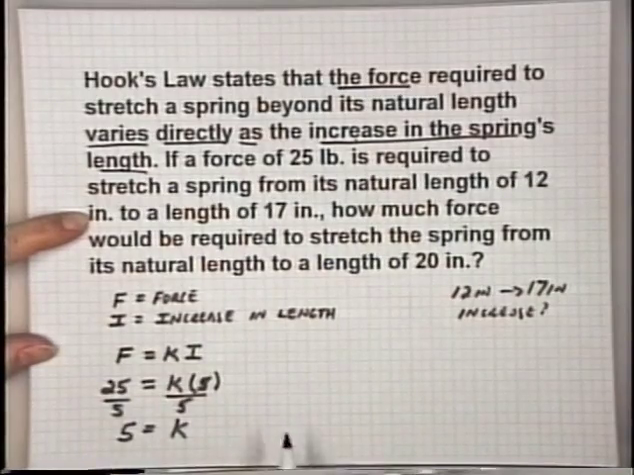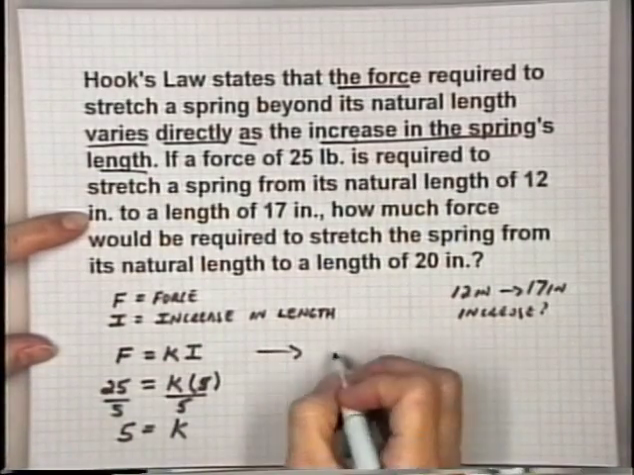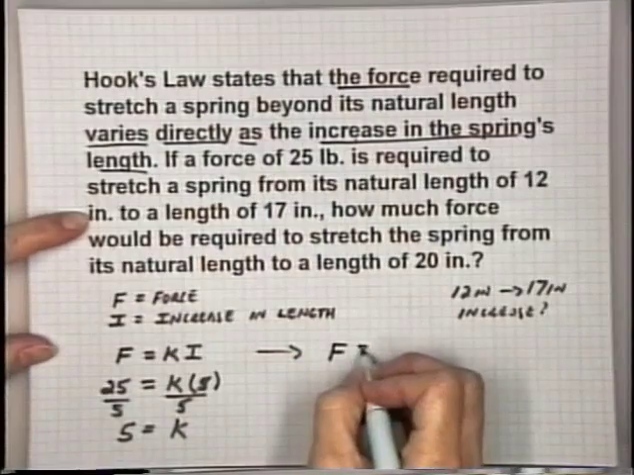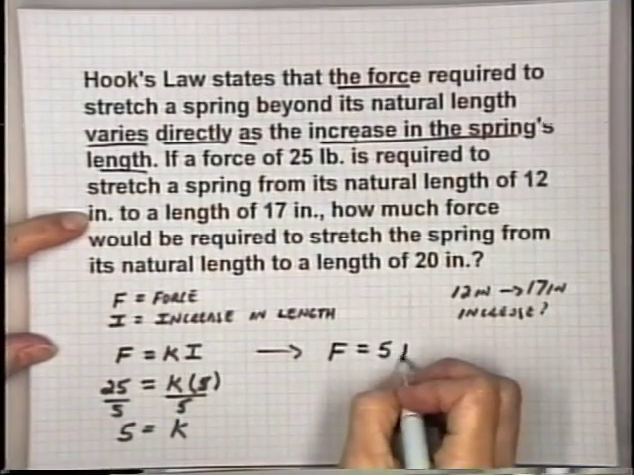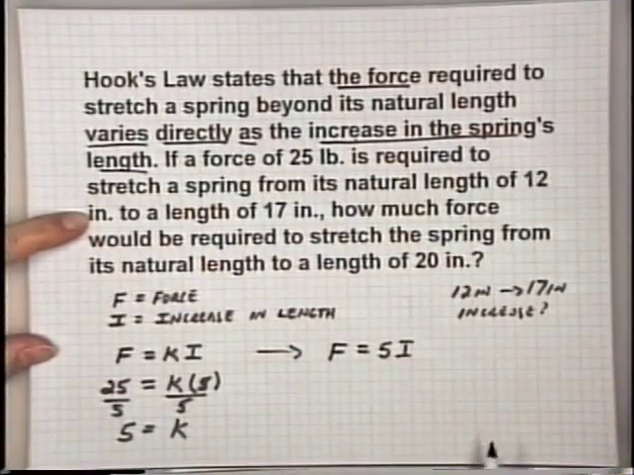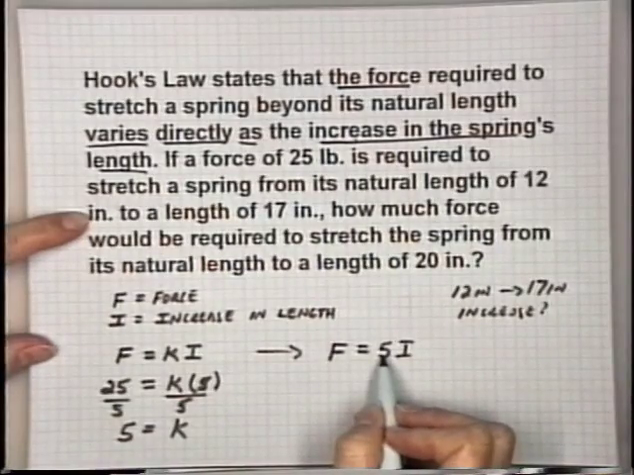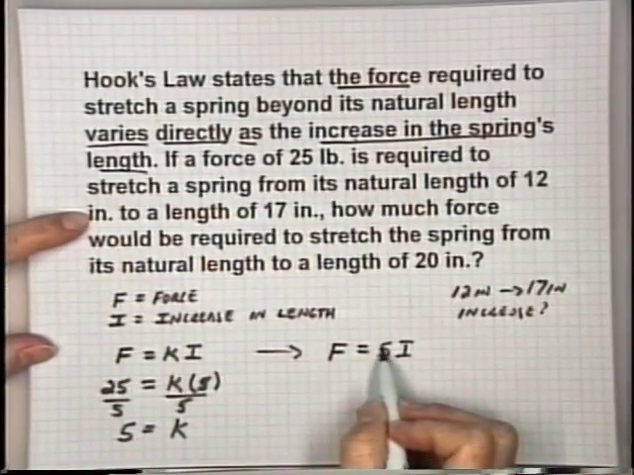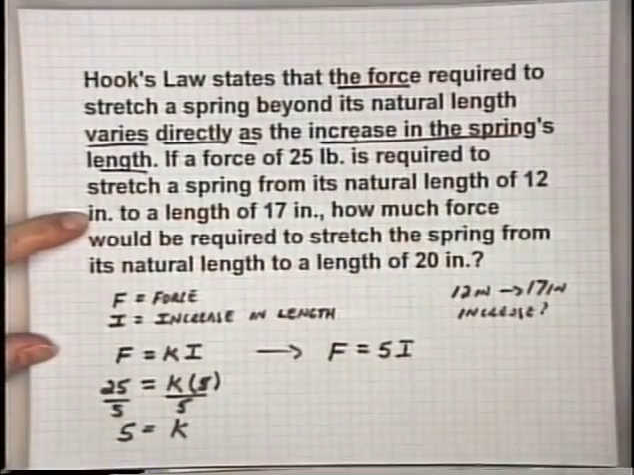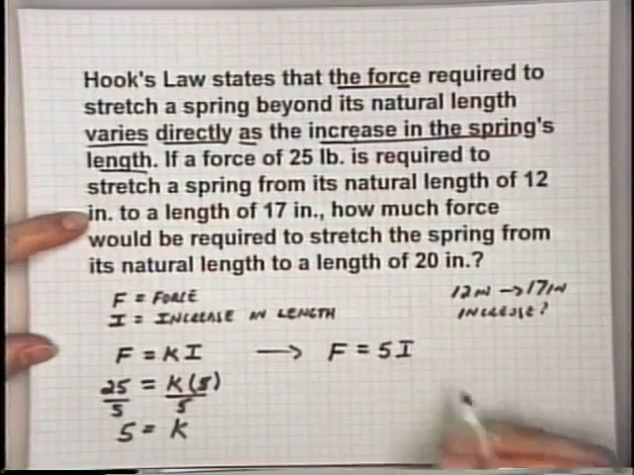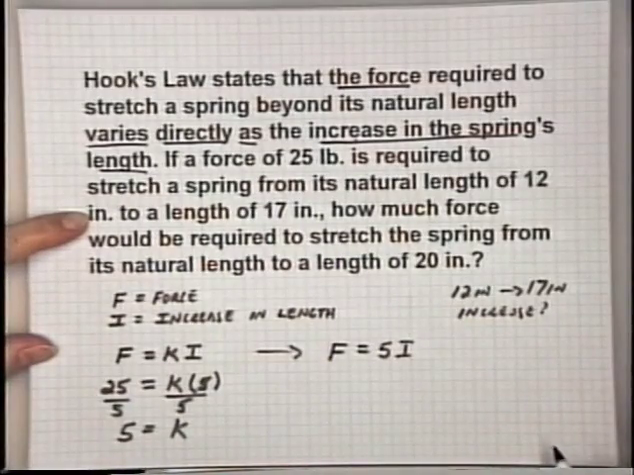5. That tells me then I can rewrite this equation. The force is equal to 5 times I. Sometimes this constant of proportionality that we have here when we're working with these springs is called a spring constant. So in this particular case, 5 is the spring constant.